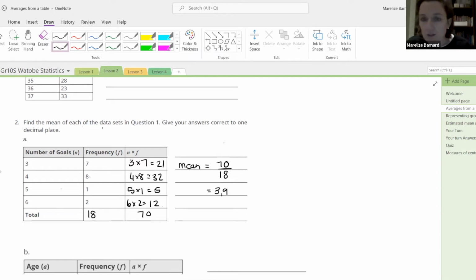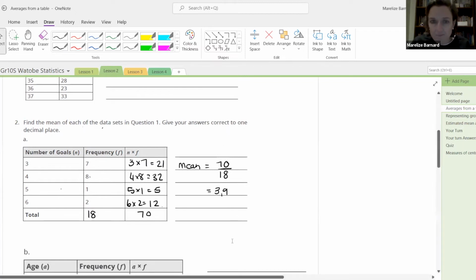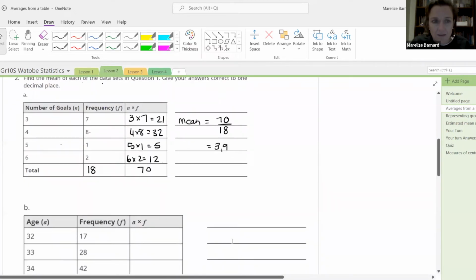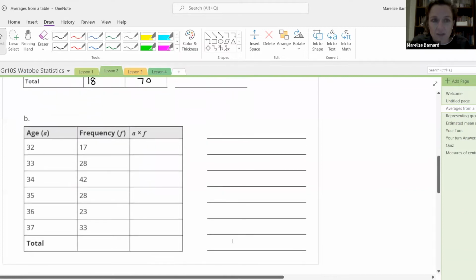Okay. In this case, we are rounding to 1 decimal place. So let's not round too far up. 4 is a bit too far up. Okay, 70 divided by 18. That gives me the mean. Right. Let's do this next one as well.